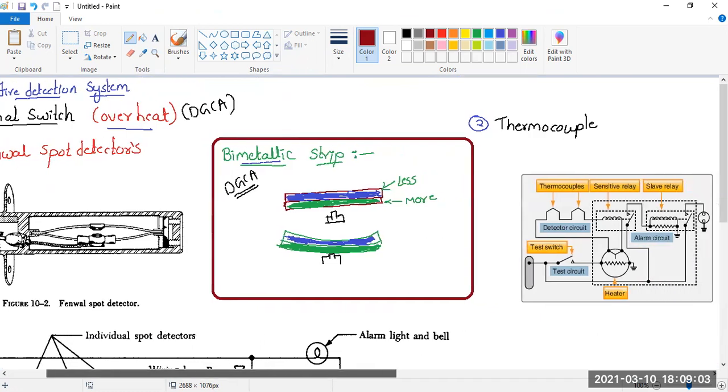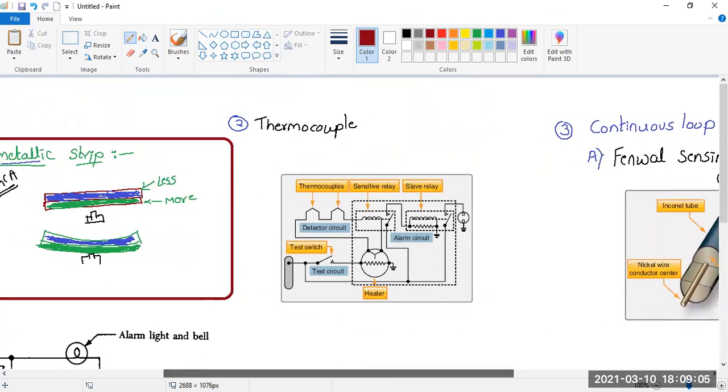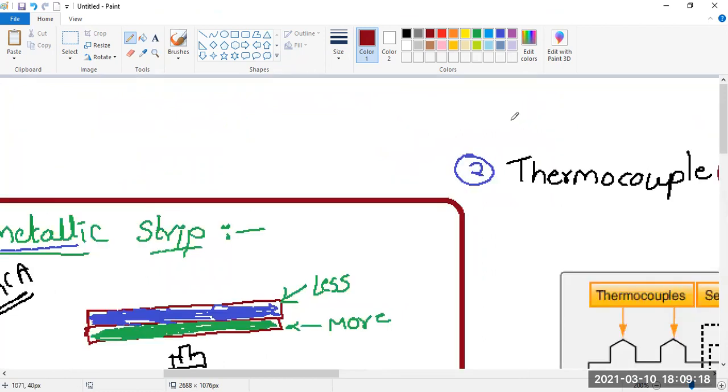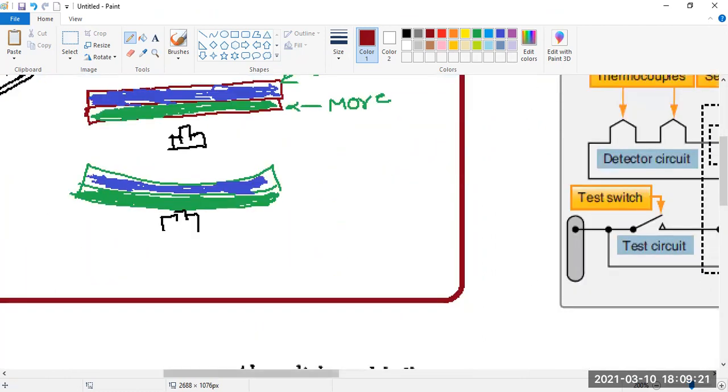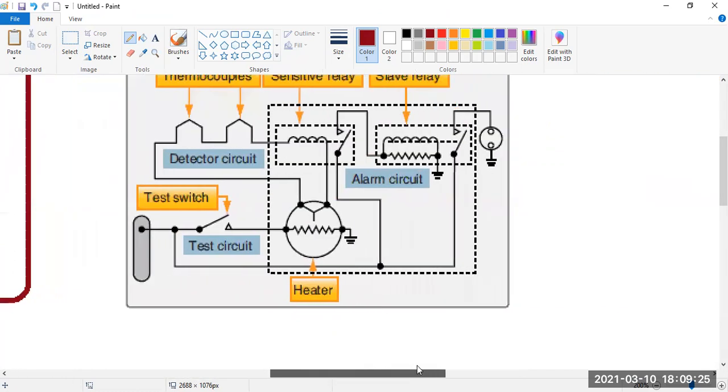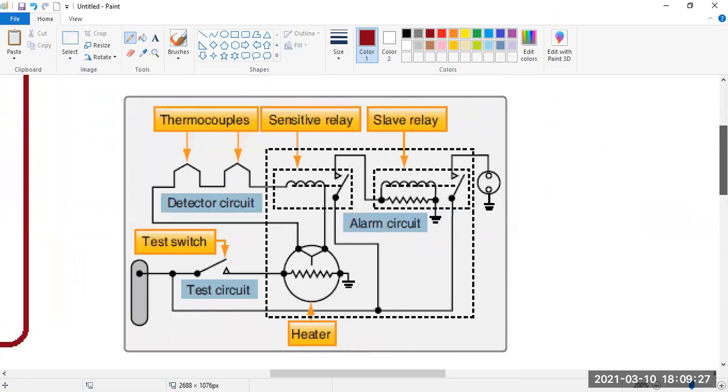The next type of detector is the thermocouple detector. This is also known as rate of temperature rise, so it indicates the rate of temperature rise. That means whenever the temperature crosses a certain limit, it will start detecting the fire. Certain limit means what? Whenever it crosses a certain range. Let me tell you how it happens.